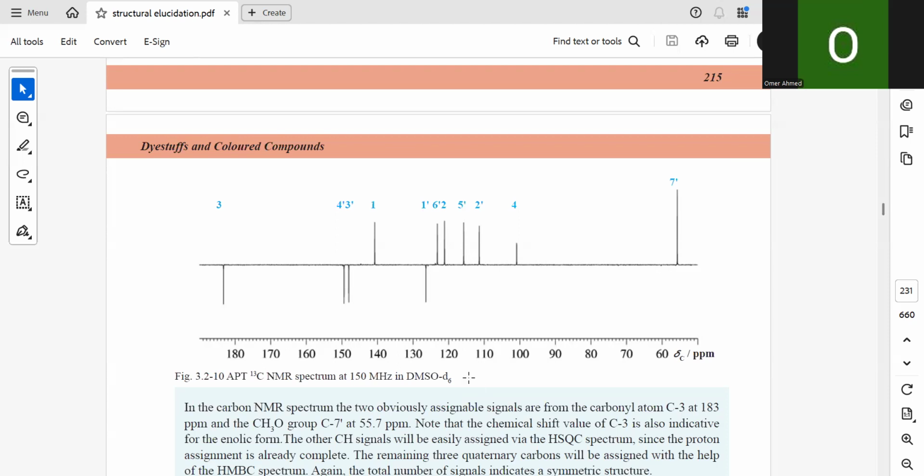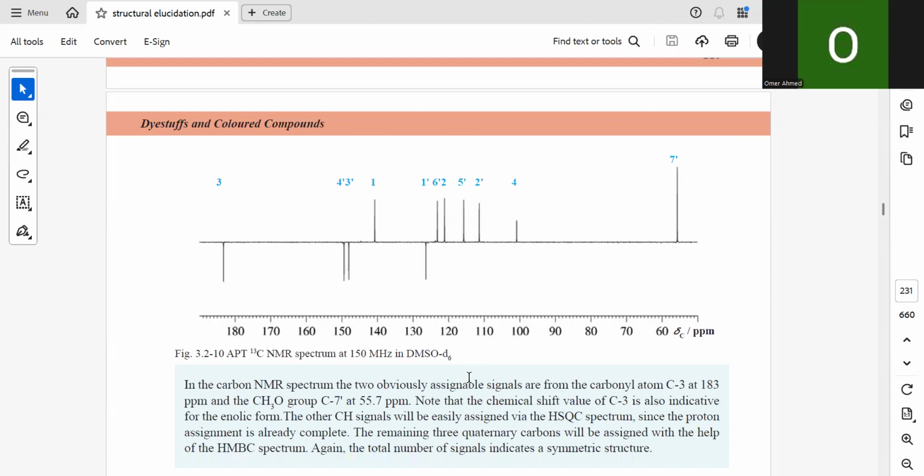Note that the chemical shift value of carbon 3 is also indicative for the enolic form, and the other CH signals can easily be assigned via the HSQC spectrum, since the proton assignment is already complete. The remaining three quaternary carbons will be assigned with the help of the HMBC.